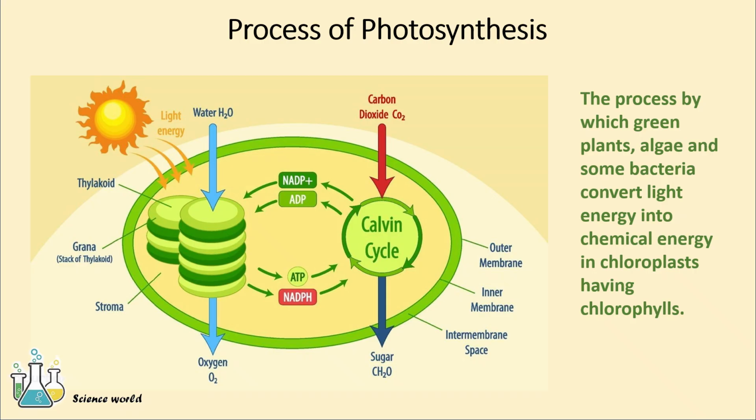Grana is a structure made up of a few thylakoids. That's why grana is known as a stack of thylakoids. In the process of photosynthesis, there are two main stages. Here you can see those two main stages: the light dependent reaction and the light independent reaction, which is known as the Calvin cycle. Both the light dependent reaction and the light independent reaction happen in the chloroplast.